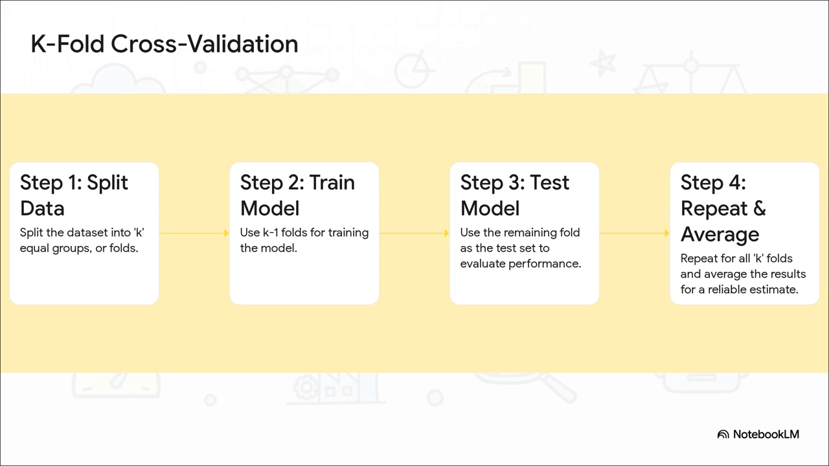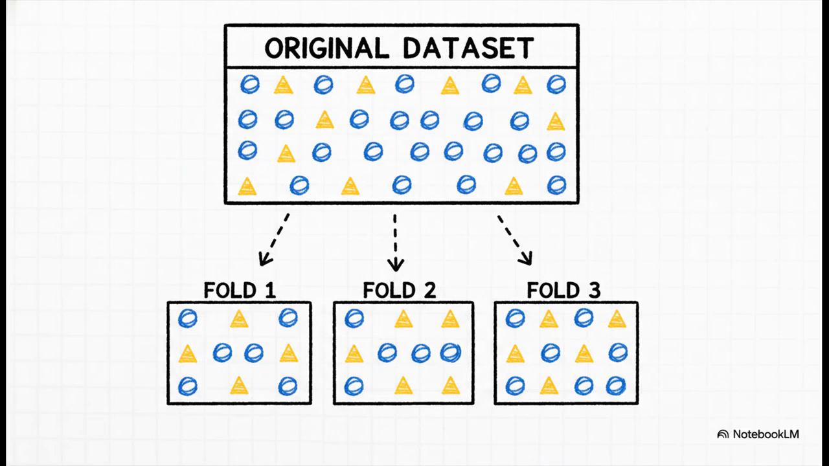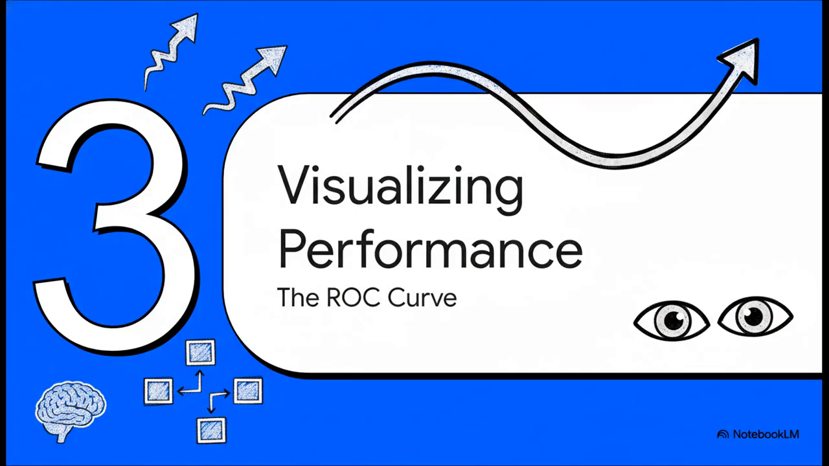And hey, here's a quick pro tip for you. For data sets where the classes aren't balanced, like in our cancer example, where malignant tumors are hopefully much rarer than benign ones, there's an even better version called stratified K-fold. It just makes sure that each little fold has the same percentage of each class as the full data set. Pretty clever, right?